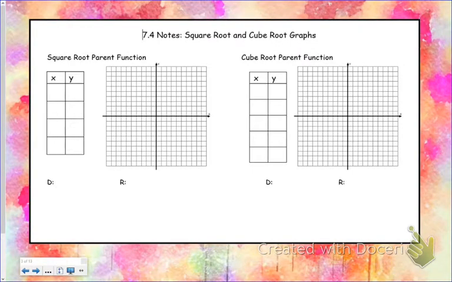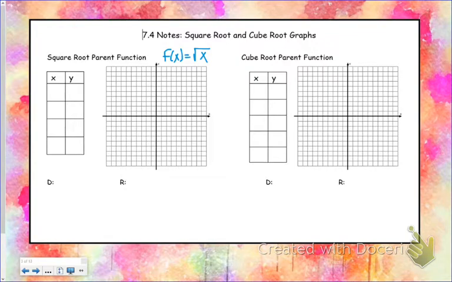Hi guys, so today we're going to look at the graphs for the square root and cube root parent functions. Okay, so the transformations that we do are going to be very similar to what you saw earlier in the year. What's going to be different though is that we're going to look at two new parent functions. So the first one is the square root parent function, which is just the square root of x.